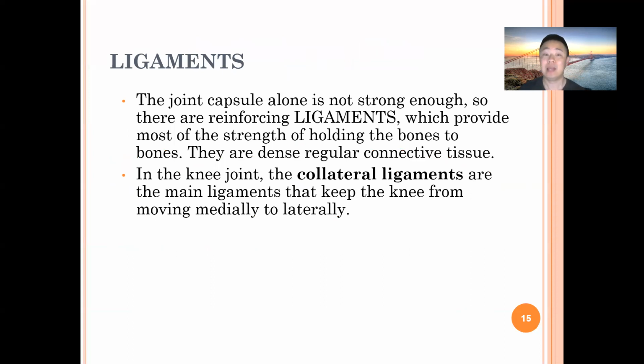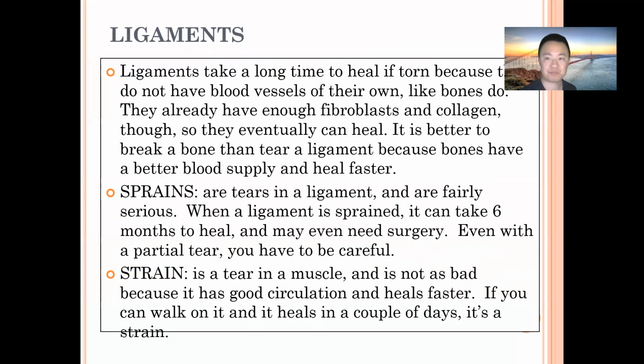Okay. Now, ligaments here, the joint capsule alone is not strong enough, so you have reinforcing ligaments which provide the most strength for holding bone to bone. Okay, bone to bone. And they are made up of dense, regular connective tissue. Now, in the knee joint, the collateral ligaments are the main ligaments that keep the knee from moving side to side. Okay, so you don't want the knee to go over to the side. You want them to go in the front. Okay, and so therefore you have those collateral ligaments to hold them in place.